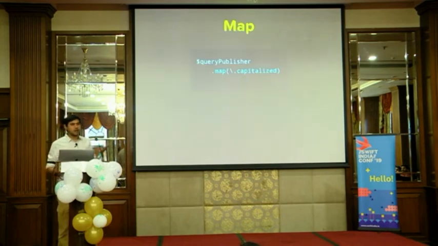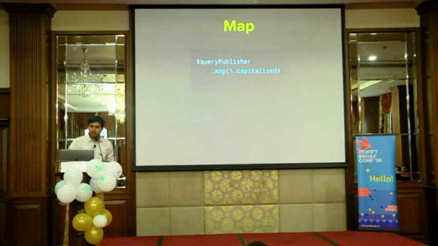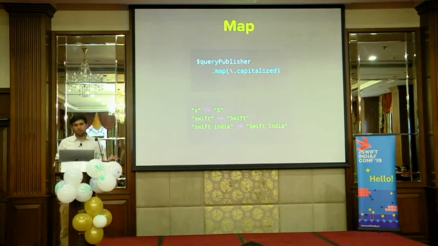So let's take a look at map, right? I have a query publisher. It's giving me a bunch of strings, and I apply .map, and I'm using .capitalize. And this is what I expect. Whenever I get a new string, it will capitalize the first letter of the word, right? So small s to a capital S, Swift to capital Swift, and so on. That's what this stream is doing.